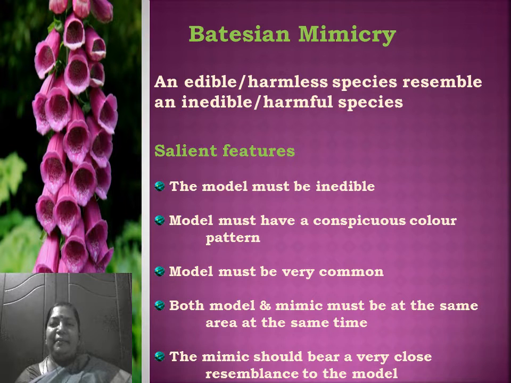Batesian mimicry can be defined as a type of mimicry in which an edible harmless species resembles an inedible harmful species. The salient features of Batesian mimicry are: the model must be inedible. Model must have a conspicuous color pattern. Model must be very common. Both model and mimic must be at the same area at the same time. The mimic should have a very close resemblance to the model.